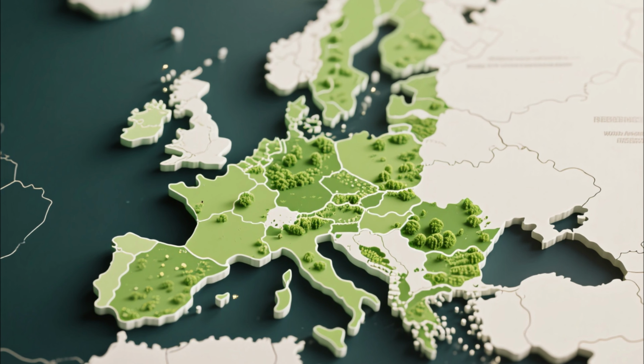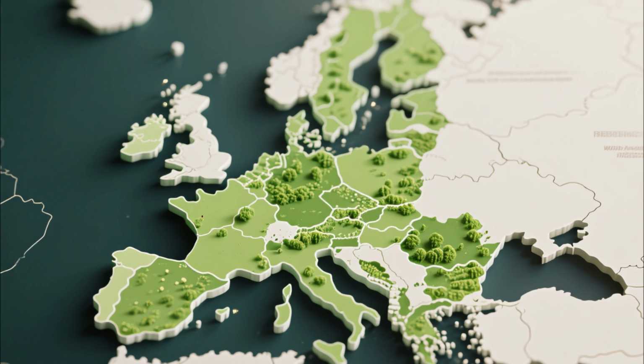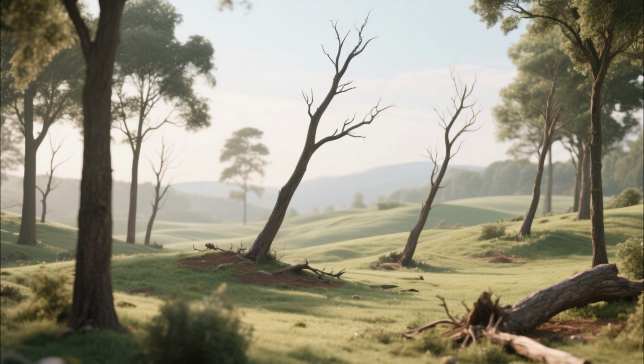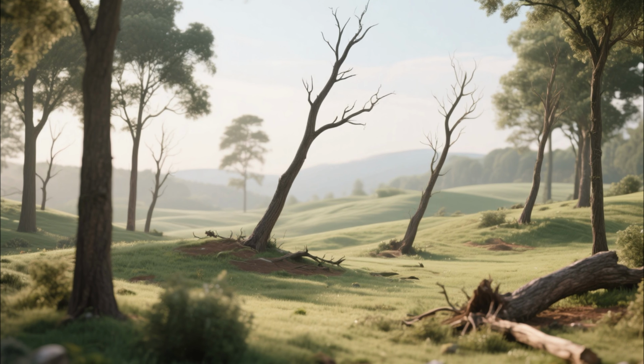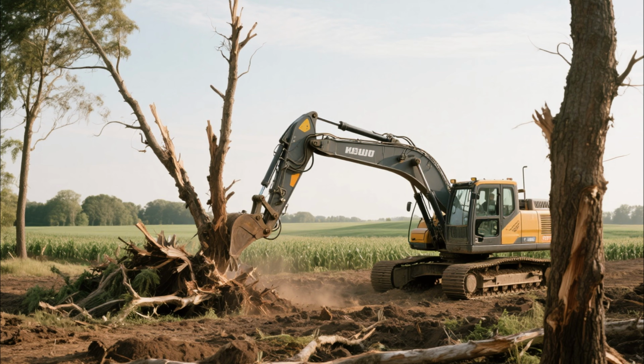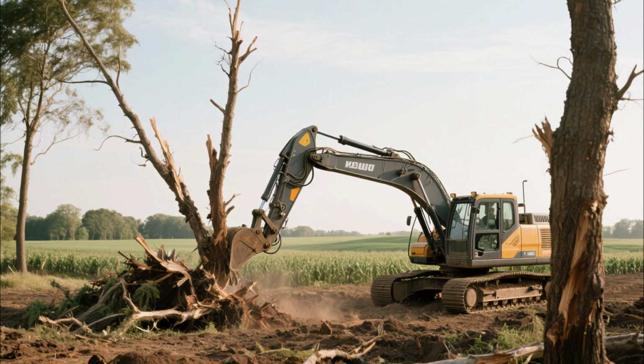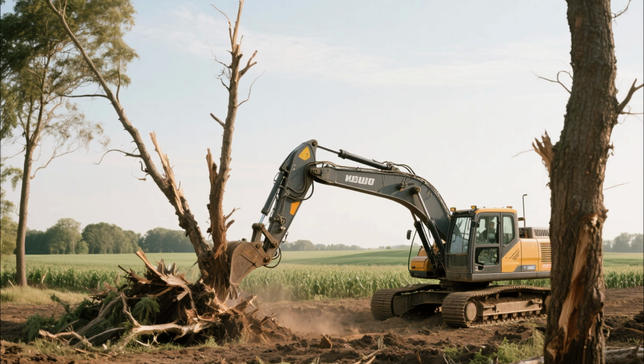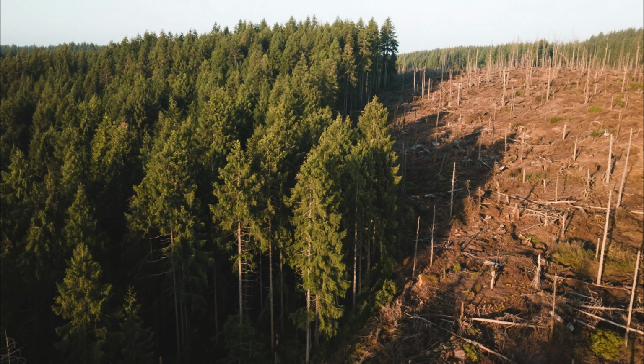Have you ever looked at a map and wondered where all the lush green is going? To fully understand what is deforestation, we must look at the permanent removal of trees. This process involves clearing the land to make room for something other than the forest. By the end of this video, you will understand the causes, effects, and real solutions.